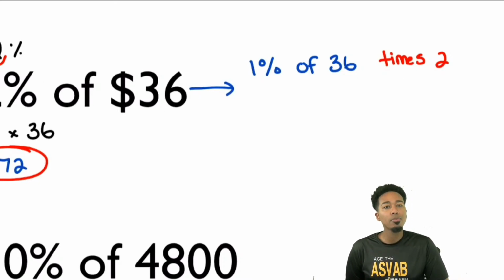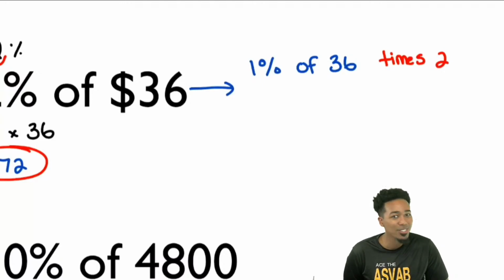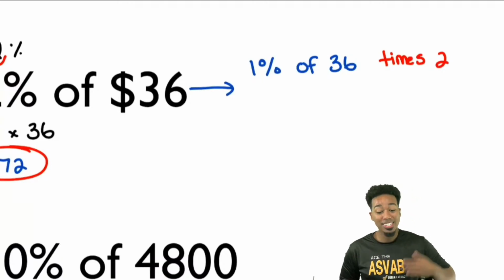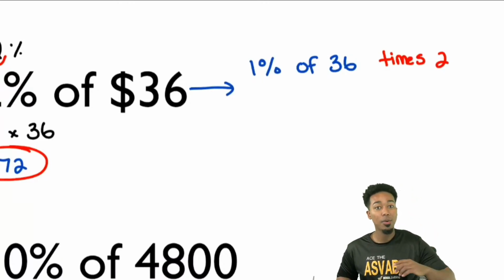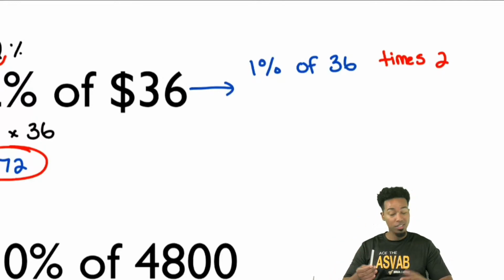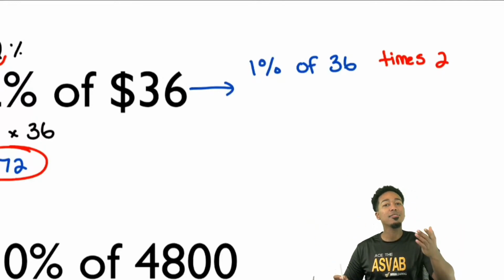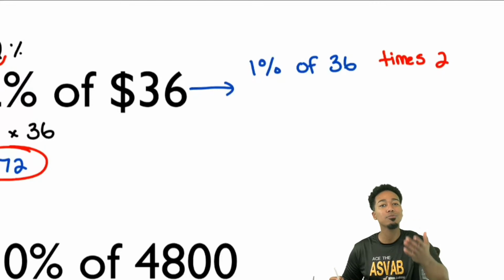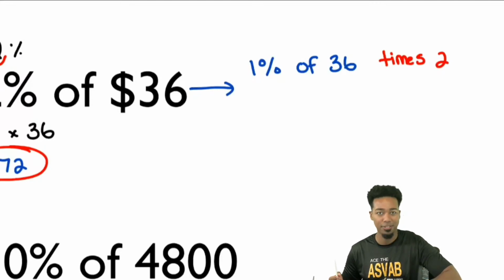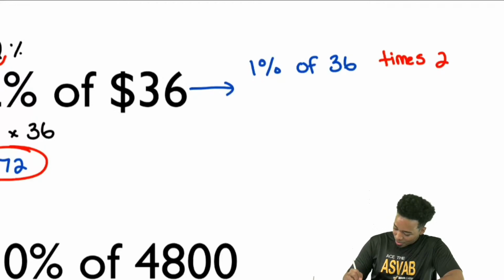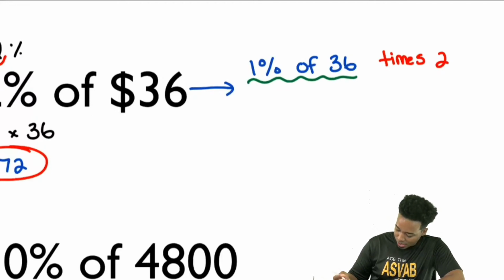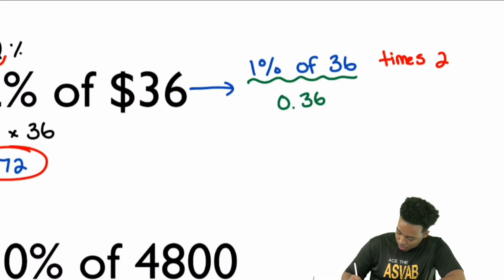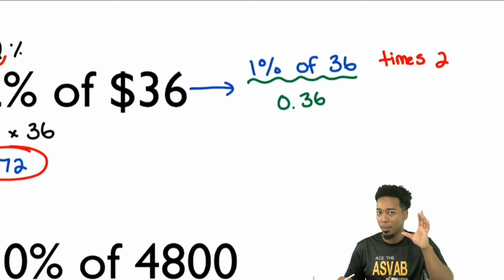Great. And remember, everybody, doing 1% is the same as dividing by what? That's the same as dividing by 100. If I want to go from 100% to 1%, divide by 100. And dividing by 100 is the same as moving the decimal place twice to the left. And so guess what? This 1% of 36 straight up turns into 0.36. Mentally, I hope you can imagine that.